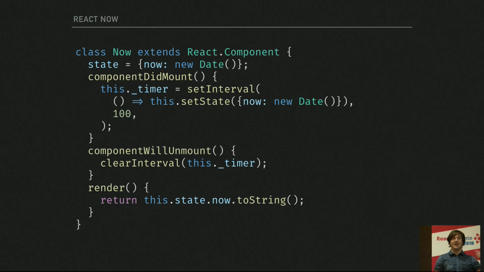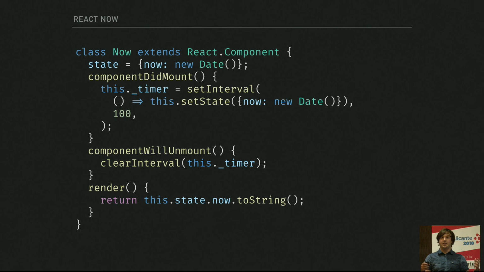Because if we then add and remove these components from the tree lots of times, and we weren't clearing the timer, then we'd have all of these timers running in the background that were updating components that were no longer visible on the screen. So all of that logic is needed just to make sure that we're rendering regularly every 100 milliseconds to keep this date and time on the screen up to date. And then we've got a relatively simple render method that just says, take the current time, turn it into a string.